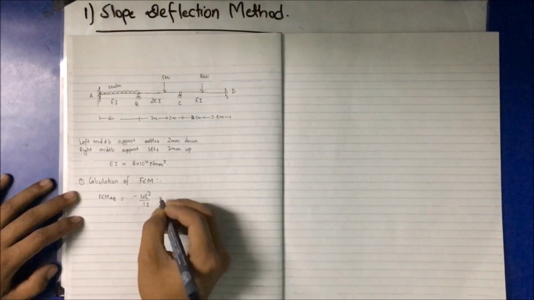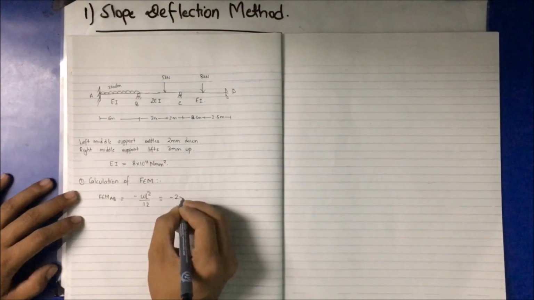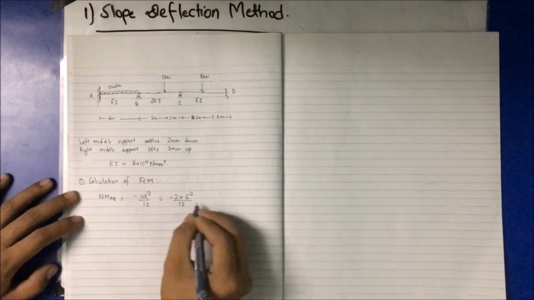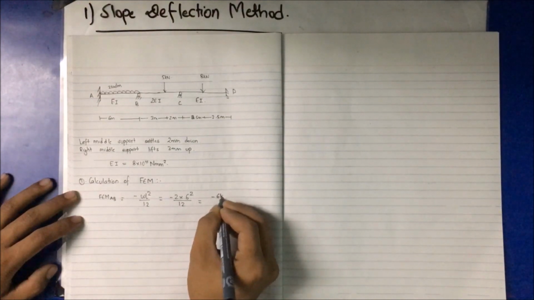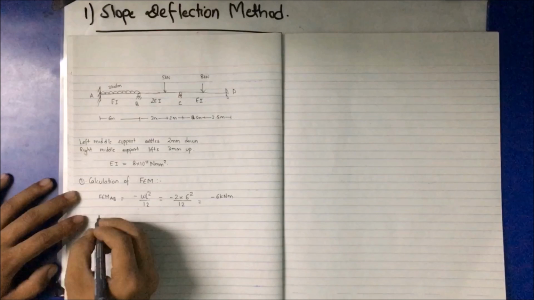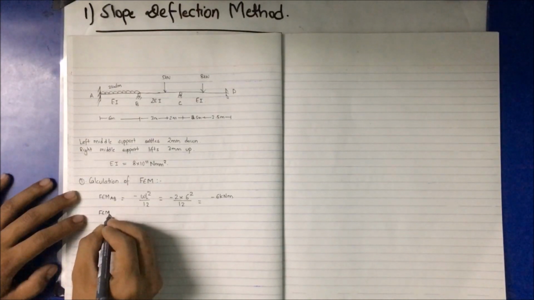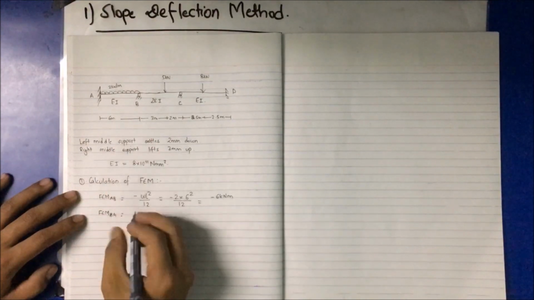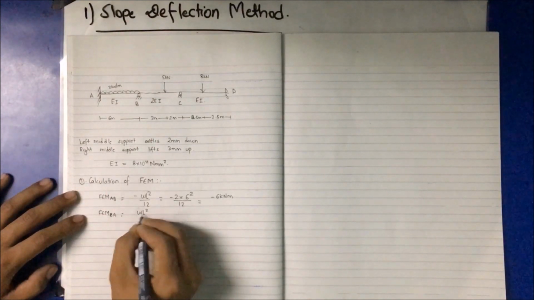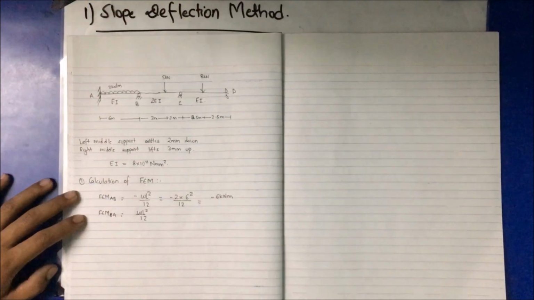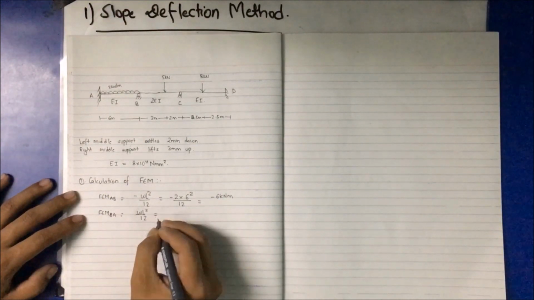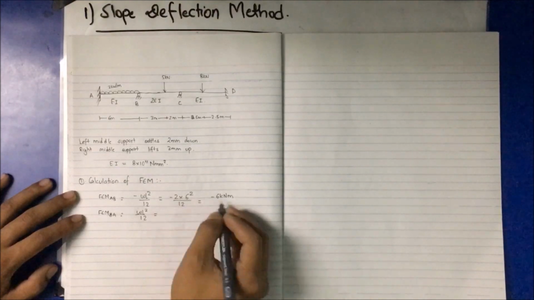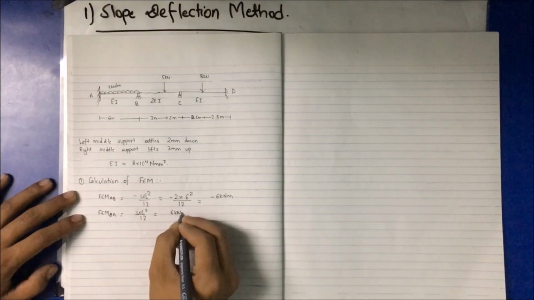So minus 2 multiplied by 6 square by 12, we get minus 6 kilonewton meter. Fixed end moment BA, now WL square by 12 gives a clockwise moment here, and the value will be positive 6 kilonewton meter.